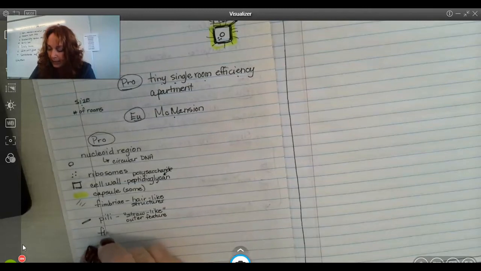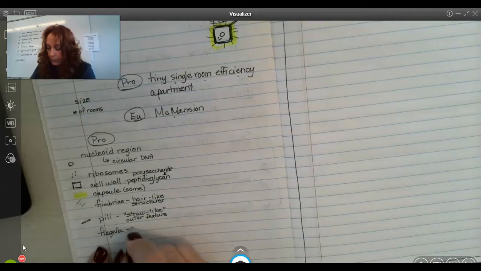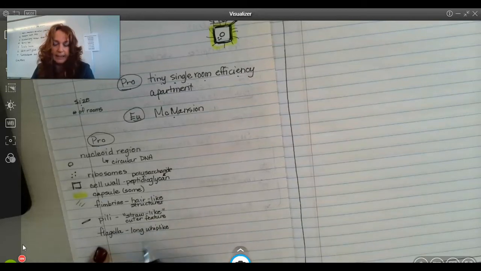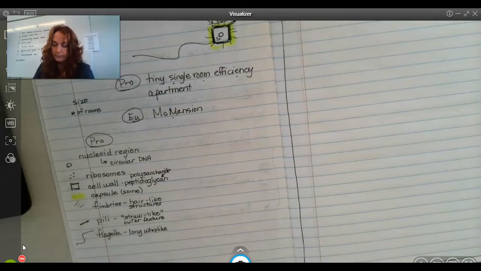Then they can have flagella, which we know what those are. They're whip-like, so they're long, whip-like attachments. So that would be the flagella.